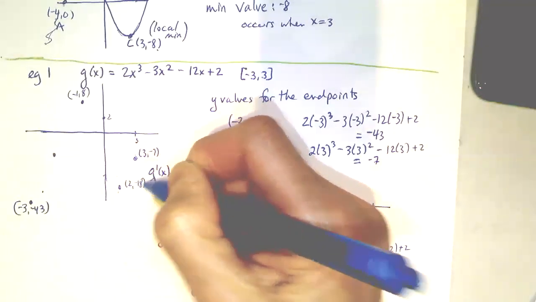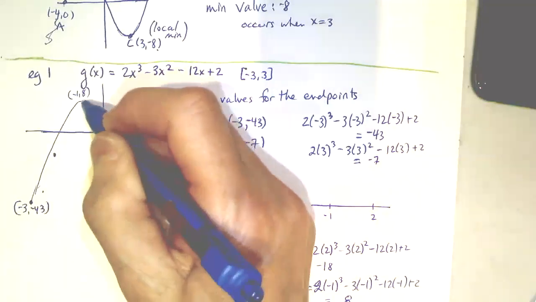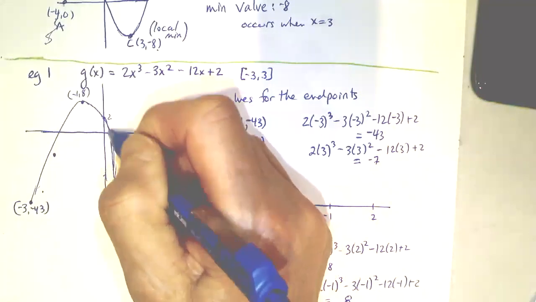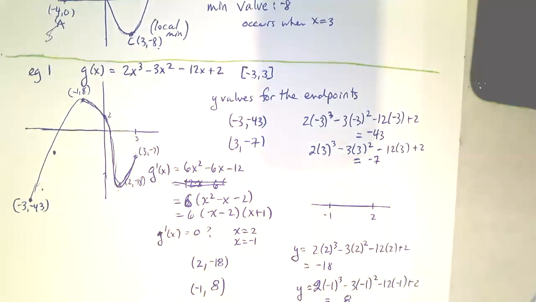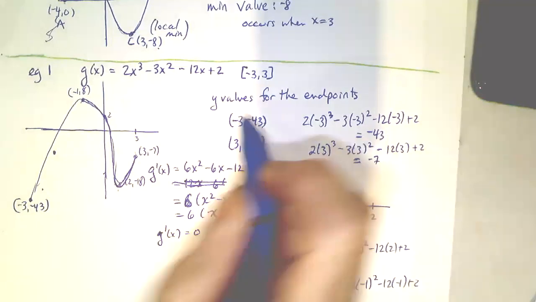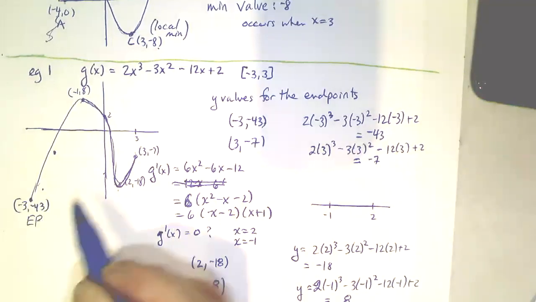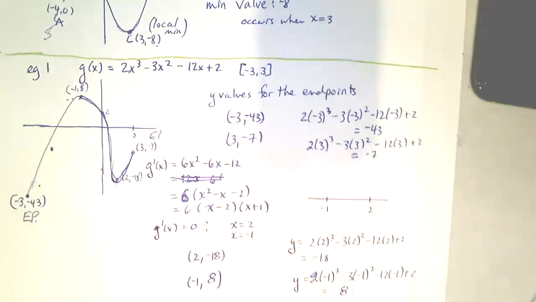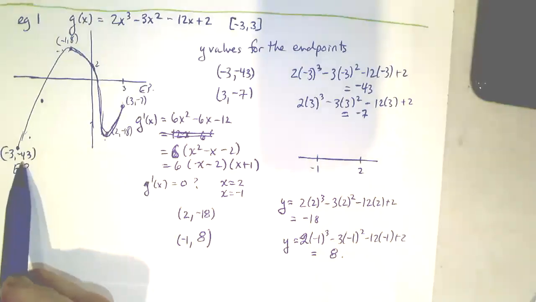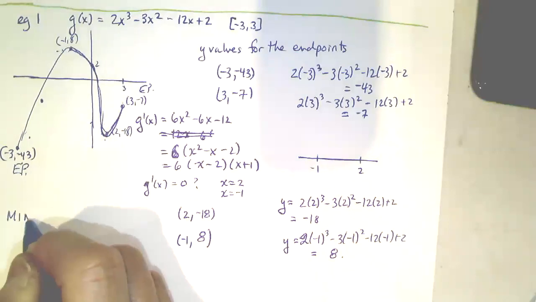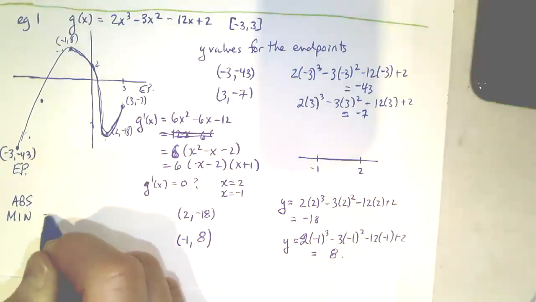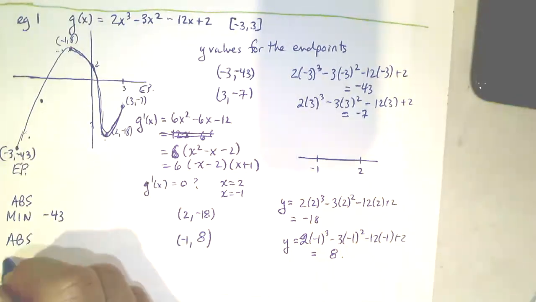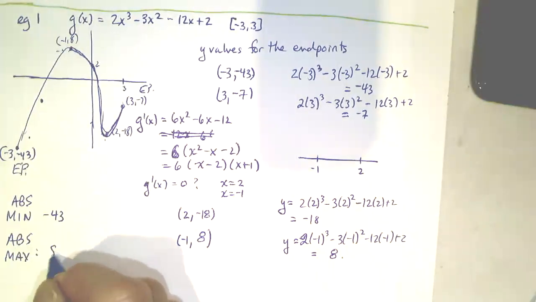So now you can sort of see what's happening. This must be the graph. Sorry, it's a little bit awkward. But the point is, it gives you a visual that you can see. Here's one endpoint. Here's a second endpoint. Here are the local turning points. Clearly, -43 is the absolute minimum value. It is the lowest. And clearly, the absolute highest value, maximum value, is occurring at 8.